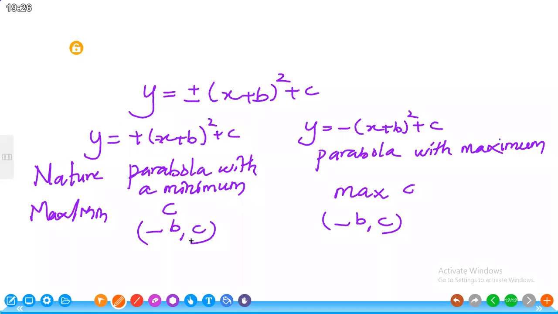Here also negative b comma c. And also the equation of the axis of symmetry: you will know the equation of the axis of symmetry, x is equal to negative b, using this value. Here also x is equal to negative b, right? Okay, remember this format, students. When the graph is written in this form, some characteristics can be identified without drawing the graph, right? Okay, now you have to remember these values, right? Now let us see the characteristics of this graph by using an example, right?